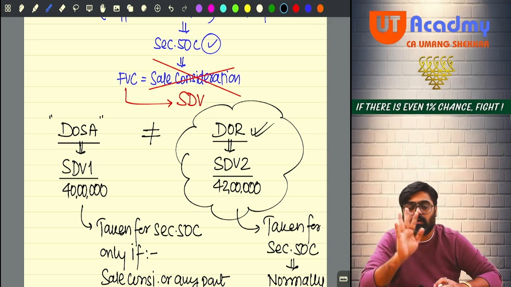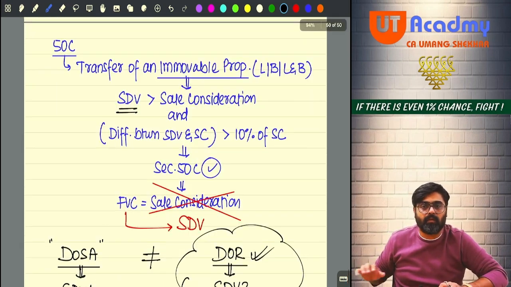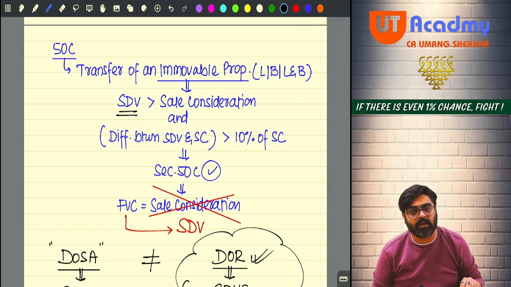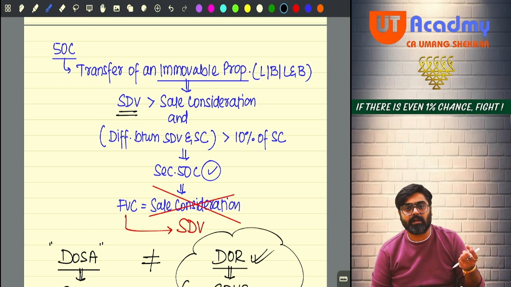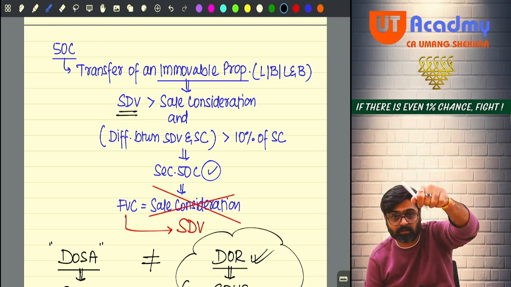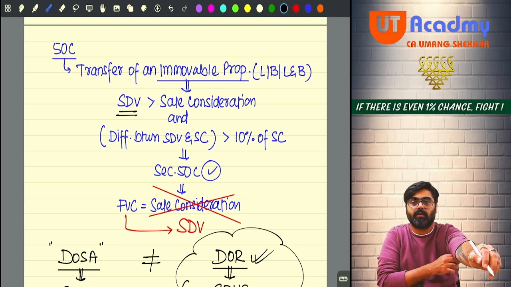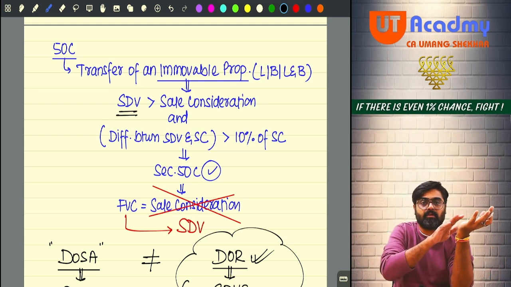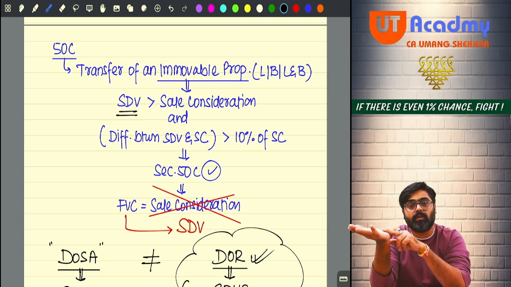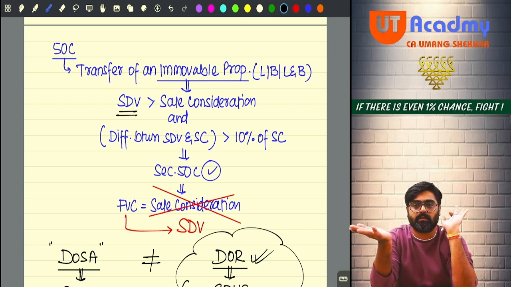So normally, for the purpose of 50C, we take what? Full value of, sorry, we take the stamp duty value. If that stamp duty value is higher than sale consideration and the difference between them is more than 10% of sale consideration, 50C is applicable and the stamp duty value will be treated as your full value of consideration. So which stamp duty value you are supposed to consider in section 50C? If you want to compare with the sale consideration, which stamp duty value will you compare? The stamp duty value as on the date of registration.